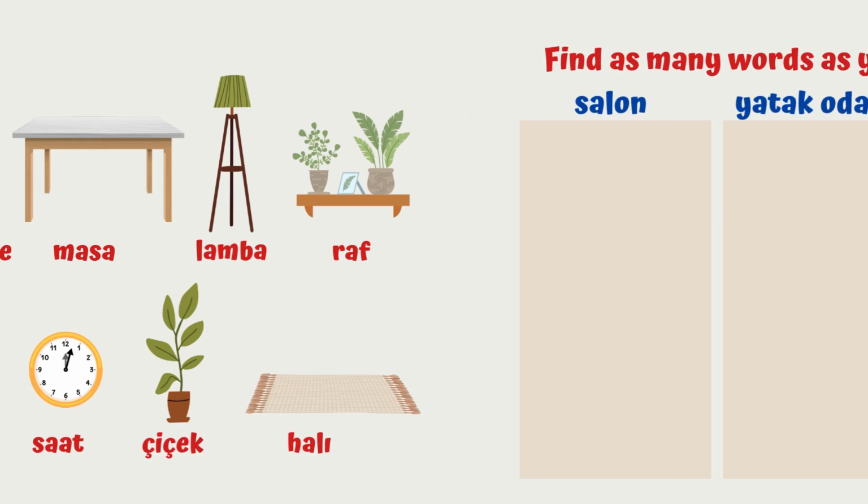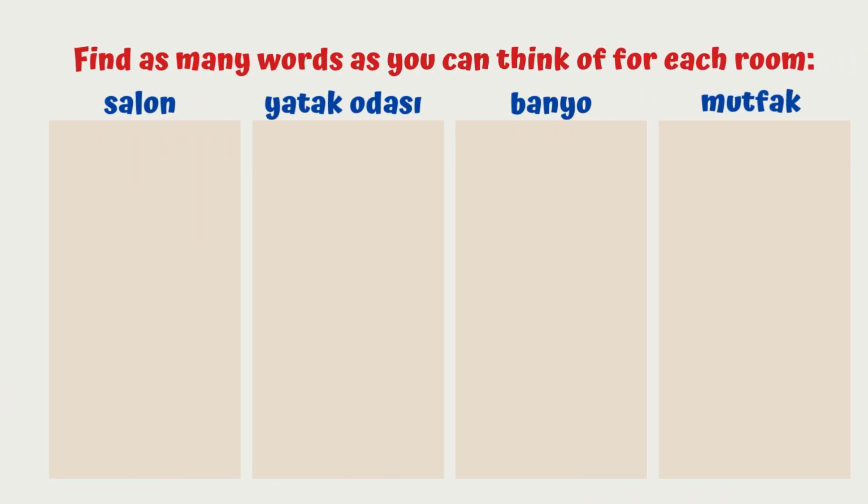And the next slide is about bringing all the words together. So we have 4 rooms and you're going to think of as many furniture items as you can for each room. So I'm giving you some time. You can pause here and I will give you the possible answers later in a short while.